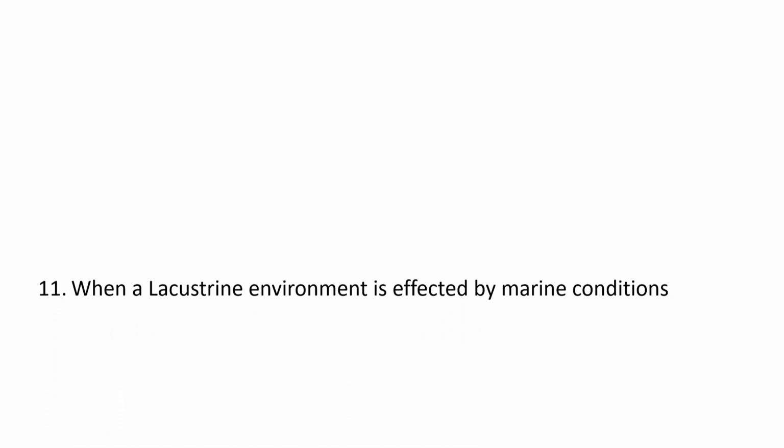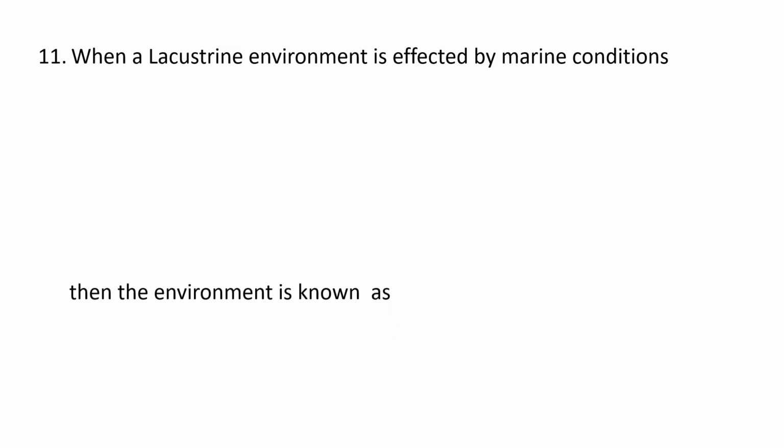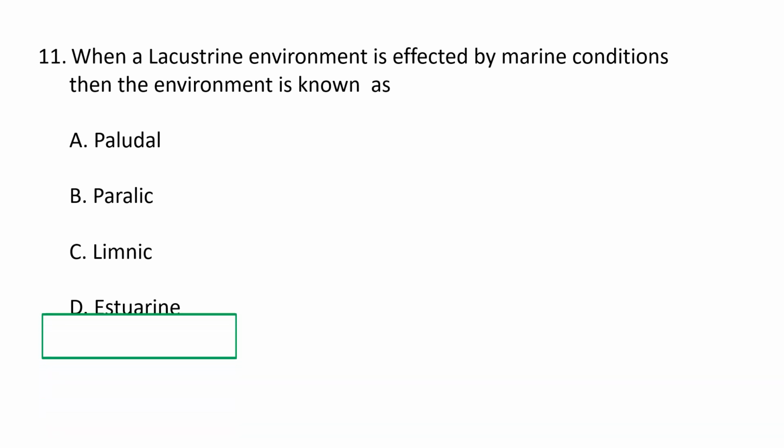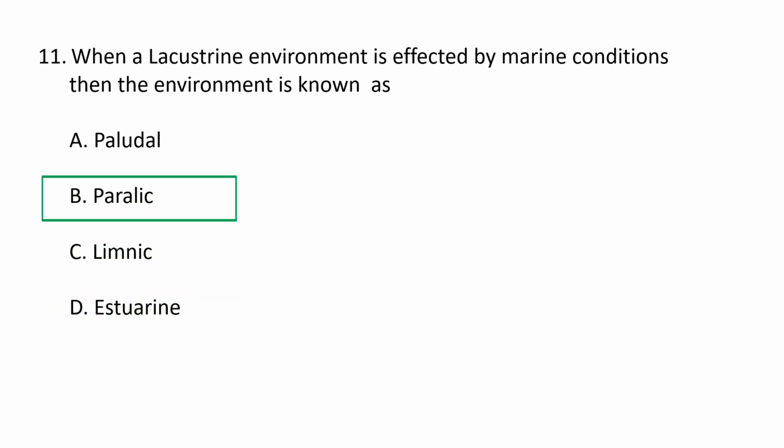Next question. When a lacustrine environment is affected by marine conditions, then the environment is known as: A. Paludal, B. Paralic, C. Limnic and D. Estuarine. When a lacustrine environment is affected by marine conditions, then the environment is known as paralic. A paralic environment is a coastal area that's a mix of marine and continental deposits. And the word paralia comes from the Greek word meaning sea coast. So B is the correct option.